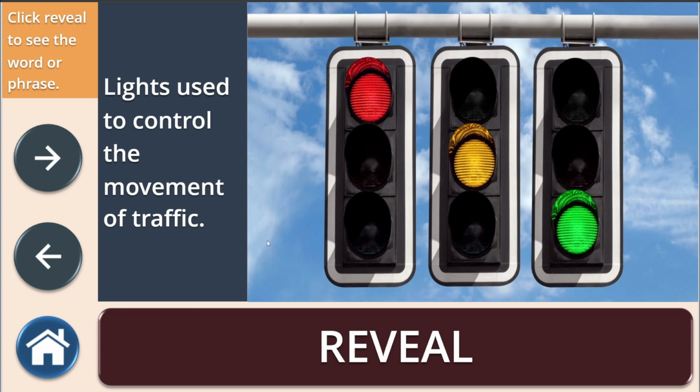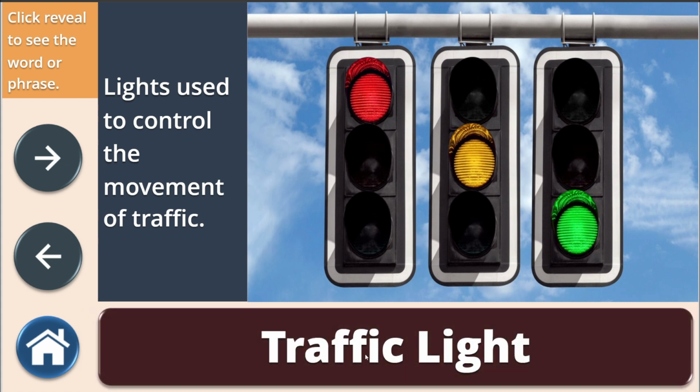Next, we have lights used to control the movement of traffic. Normally, you have a red light to stop, a yellow light to slow down, and a green light to go. Those are called traffic lights. So someone might say, hey, go to the next traffic light and turn left, to get to the bank.